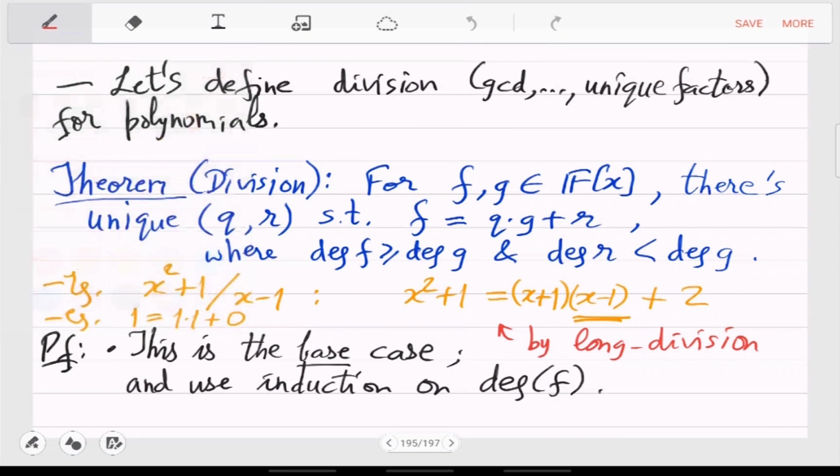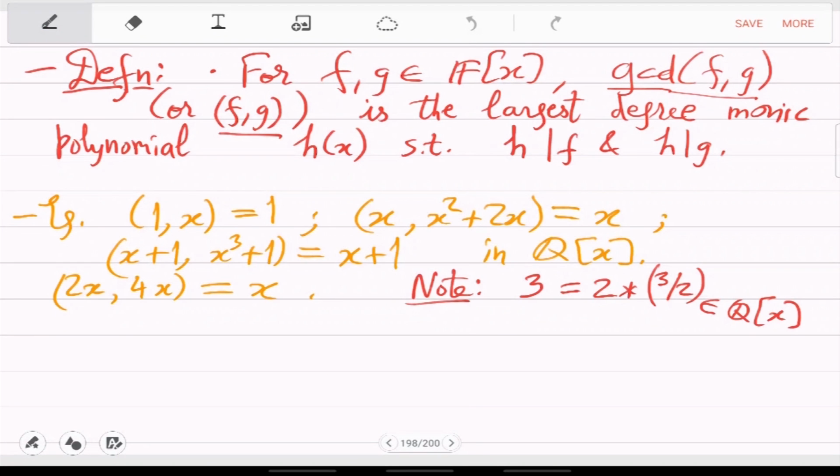Then we did division, which is long division of polynomials. It gives you a unique remainder. Once you can do division, you can define GCD and Euclid GCD and all these things, and we'll also study factors and unique factorization. So we can repeat the things that were done in the case of numbers. Any questions?